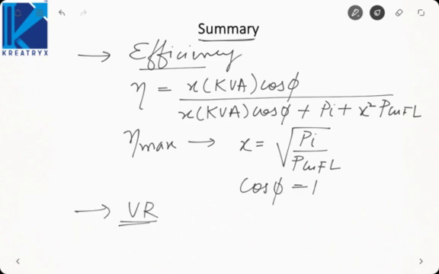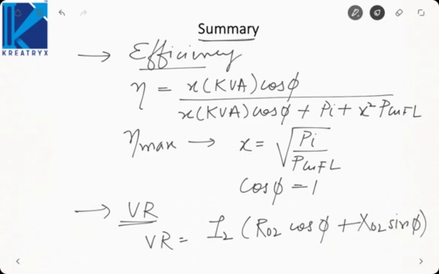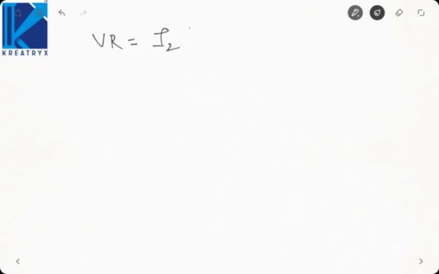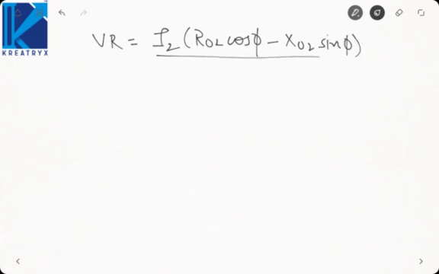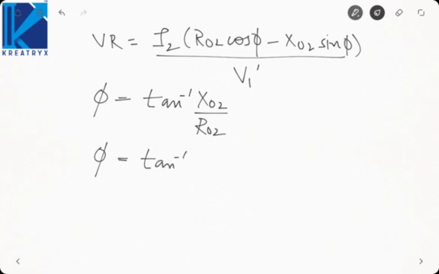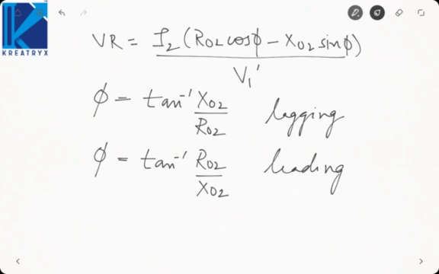Then we saw voltage regulation. We saw voltage regulation is equal to I2 (R02 cos phi plus X02 sin phi) by V1 dash. This is for lagging load. And voltage regulation is equal to I2 into (R02 cos phi minus X02 sin phi) by V1 dash for leading power factor load. Voltage regulation is maximum at a power factor angle of tan inverse X02 by R02, and voltage regulation is 0 for a leading power factor angle of tan inverse R02 by X02. Okay. So, this is what we have covered in this lecture.